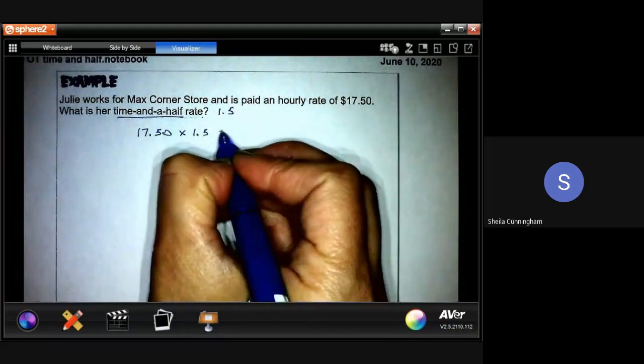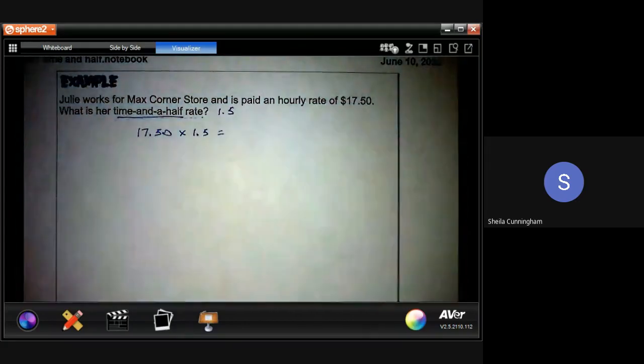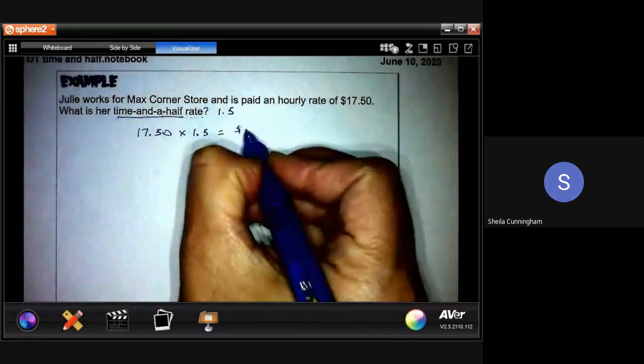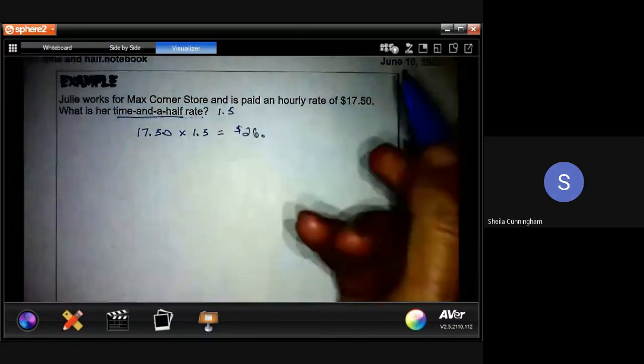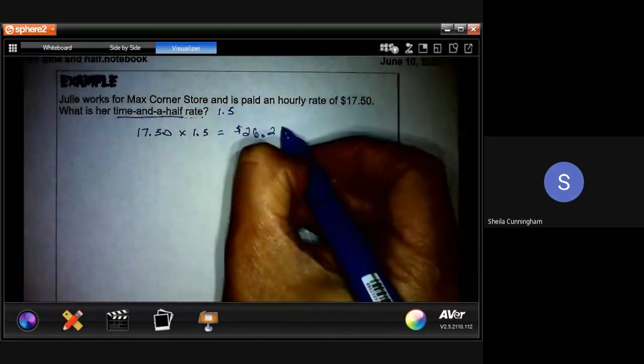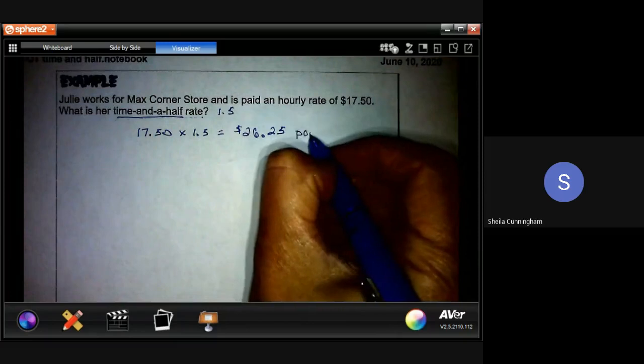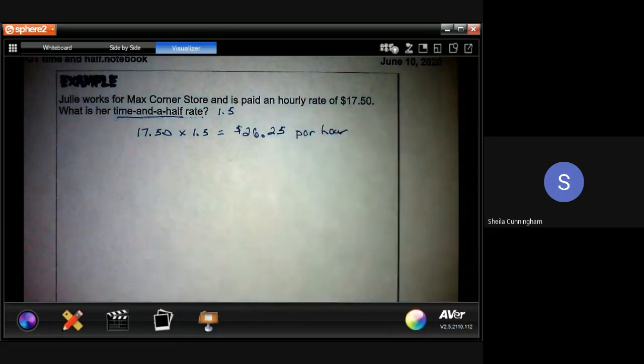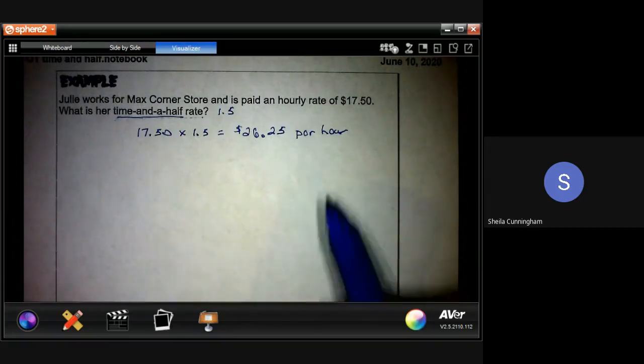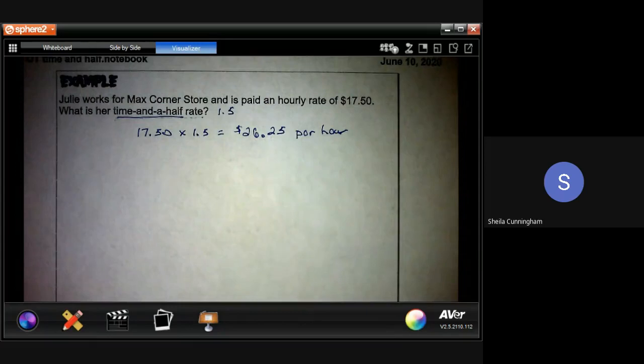So we are going to simply multiply 17.50 by 1.5. And if Julie works any overtime and gets time and a half, she is actually going to get $26.25 per hour of overtime that she is working. So that's not a bad thing. There's lots of people that like to work overtime because they make extra money.